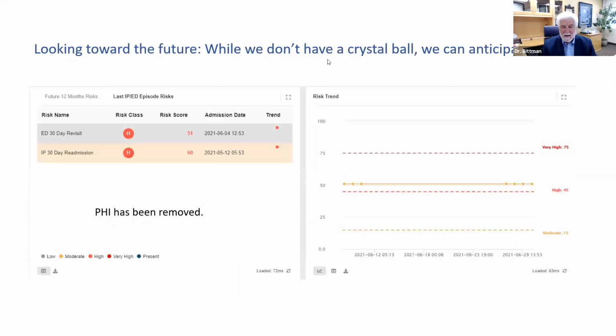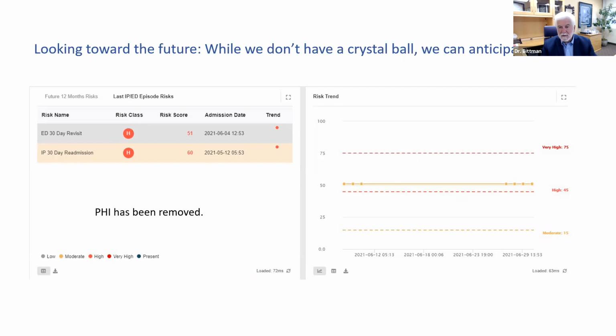Okay. This again is a slide that comes from MX Analyze. And what we're really focused on here is two issues, and both of these are really important. And while this is not perfect, it certainly establishes a risk class for 30-day readmissions or visits to the ED.